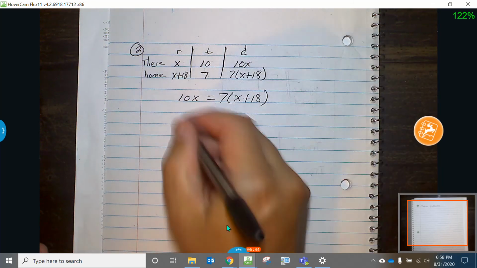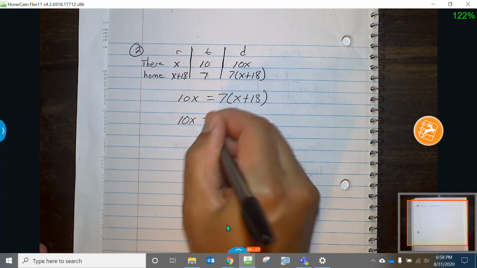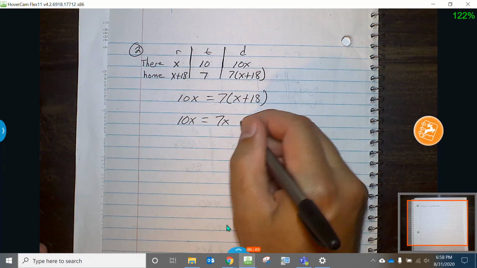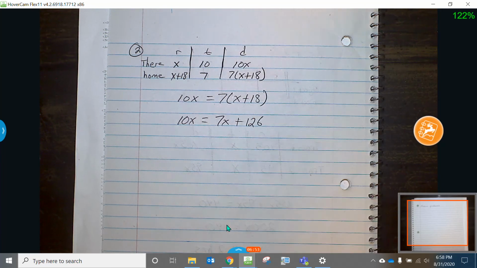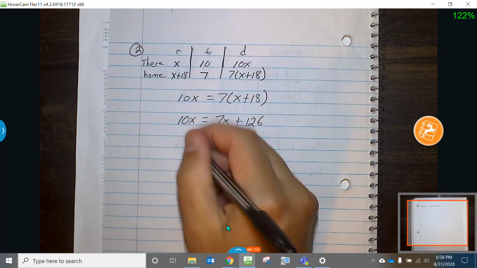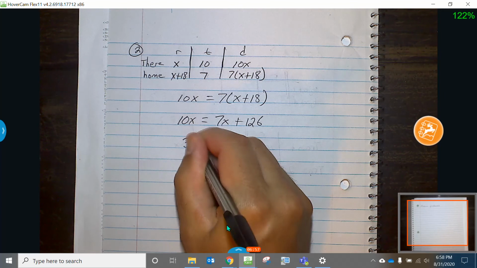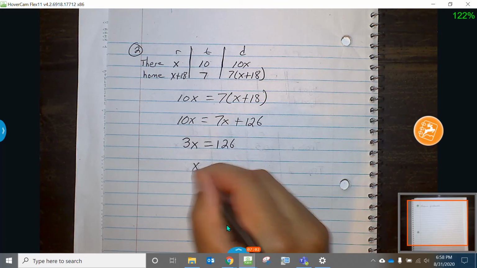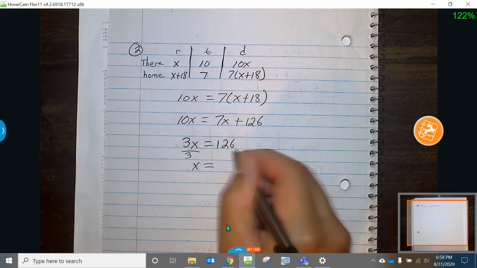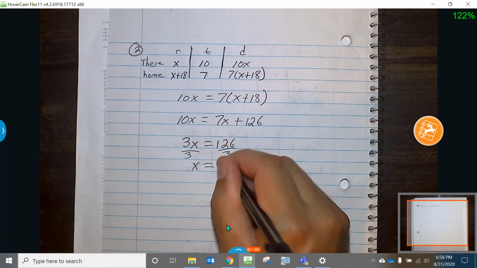So we're going to distribute the 7. 7 times 18 is 126, so we get 7x plus 126 there. Subtract 7x from both sides, and divide by 3. So divide both sides by 3, so we get 42.